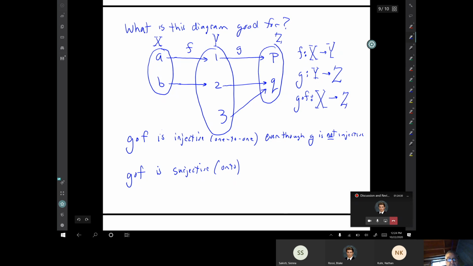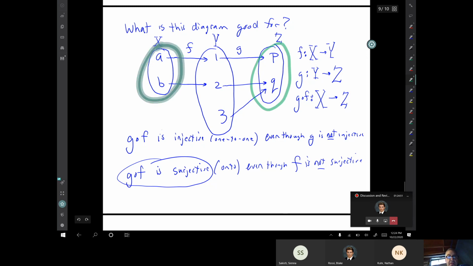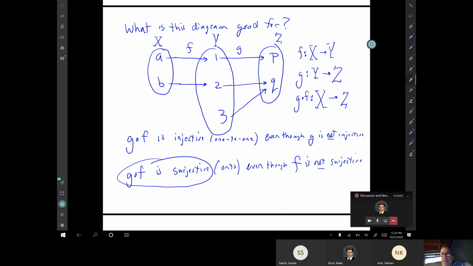Now, what about the second statement? G composed with F is surjective even though F is not surjective. So look at this. Every output does have an input in the set capital X. So the composition is a surjective, or onto, map. But look at this element of set Y. There is no element in set X that gives an output of 3 in set Y. So this map is not an onto map. So it's possible for a composition of maps to be surjective, even though the map on the right is not surjective.